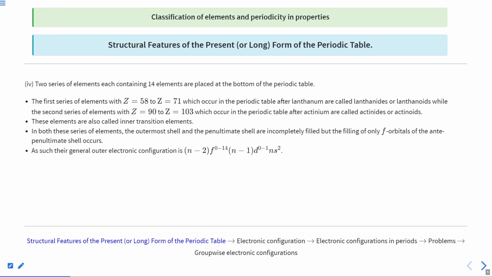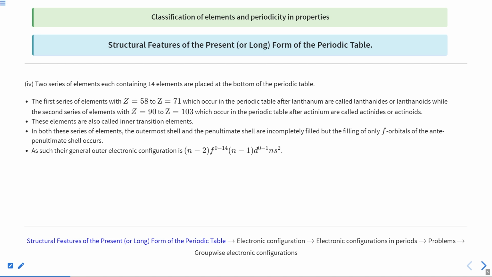Now two series containing 14 elements are placed at the bottom. We have seen it. So in this case, what happens? Their general electronic configuration: the outermost shell and the penultimate shell, in both of these series. So these two are the penultimate shells, and the outermost shell is this. They both are filled in the progressive way.